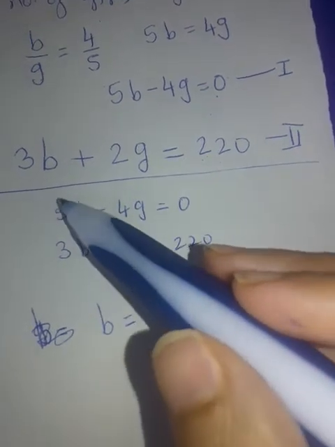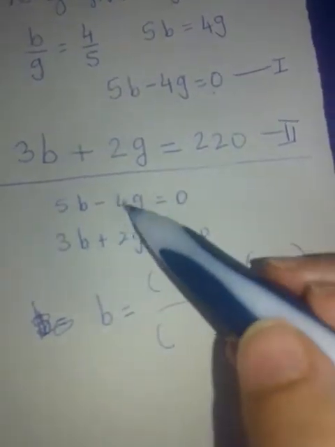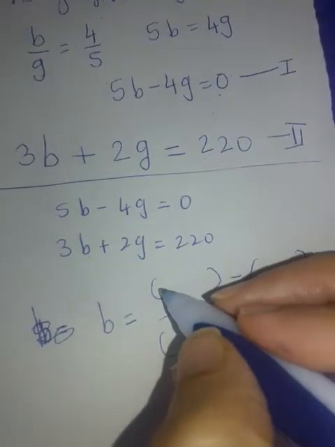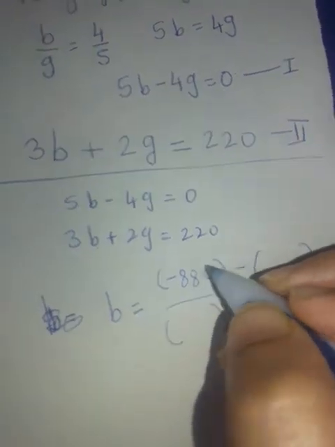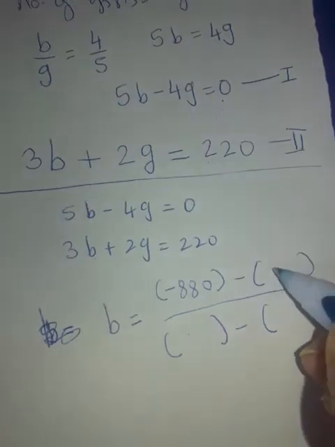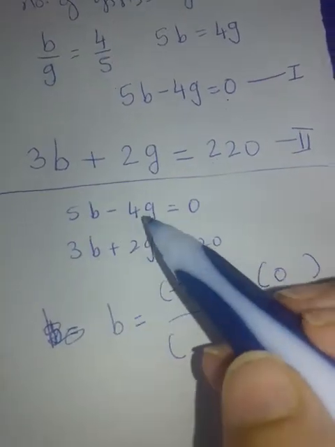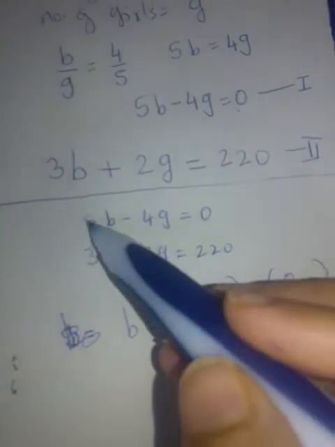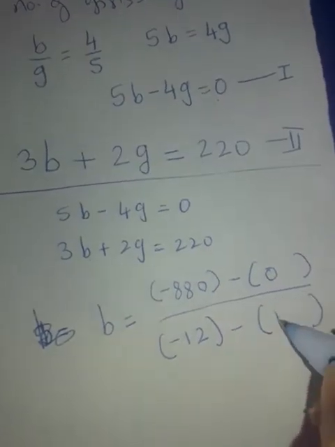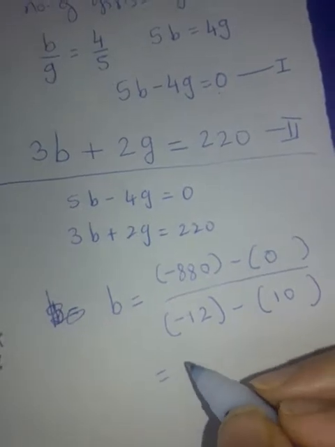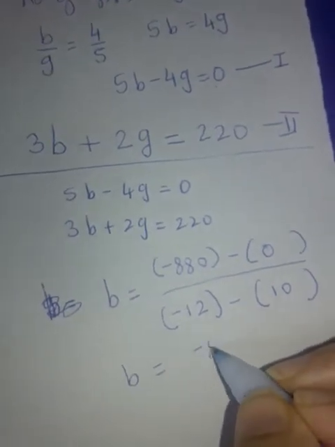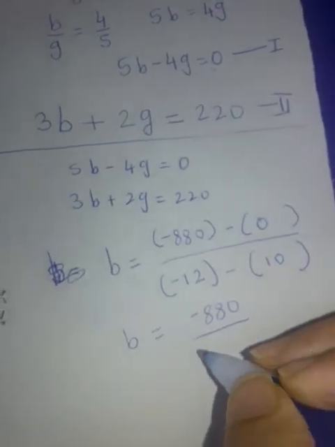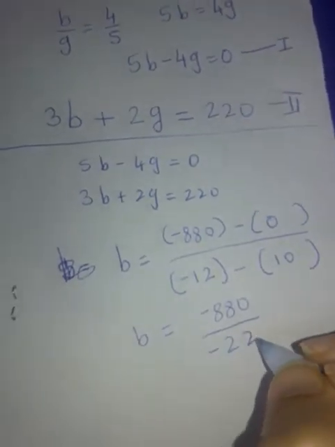So to find B, I am completely ignoring this. Take the cross multiplication product. Minus 4 into 220, that is minus 880. 0 into 2 is 0. Now come to left side. Minus 4 into 3 is minus 12. 5 into 2 is 10. So B is equal to minus 880 upon minus 12 minus 10, which is minus 22.